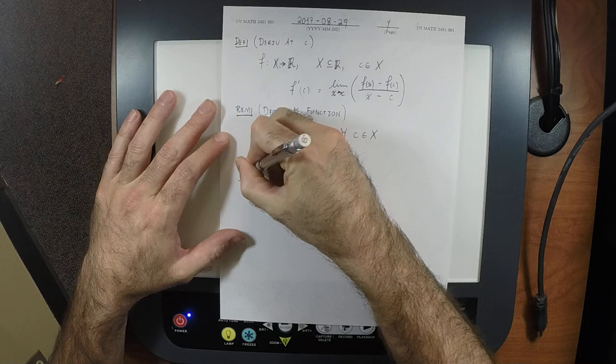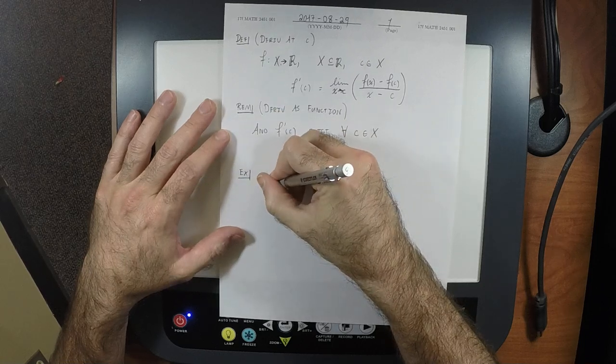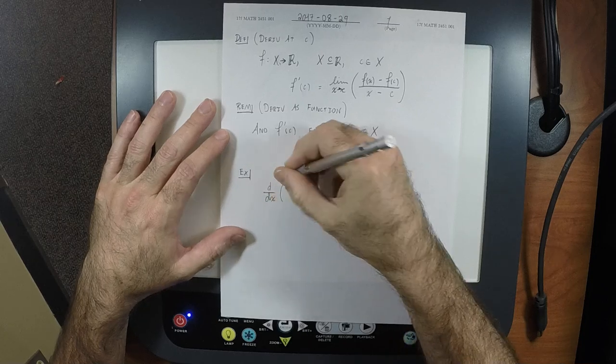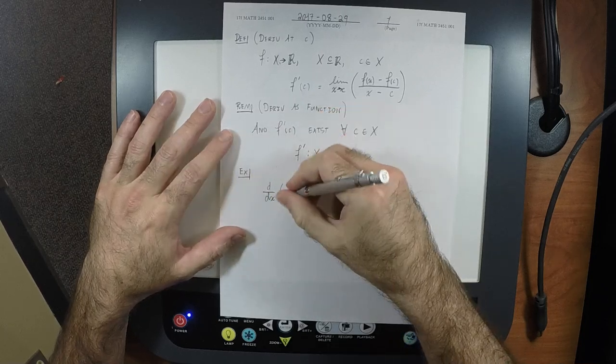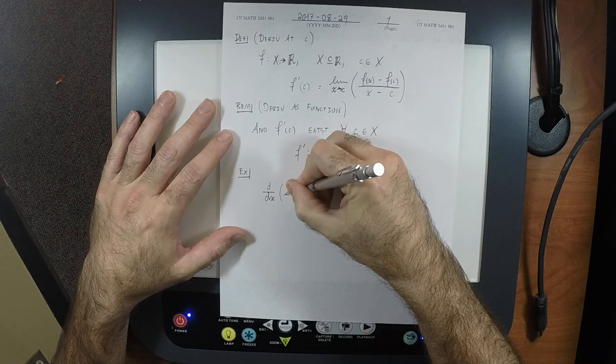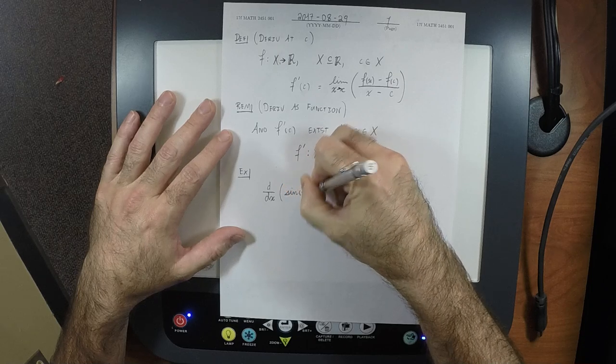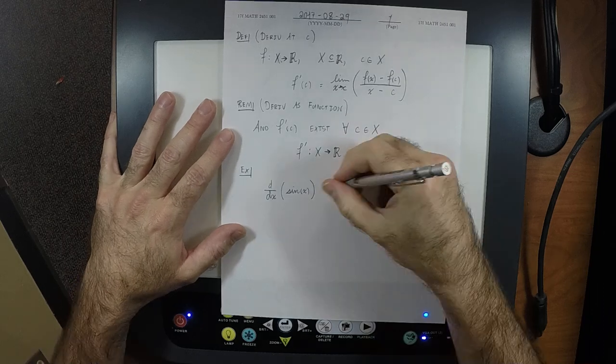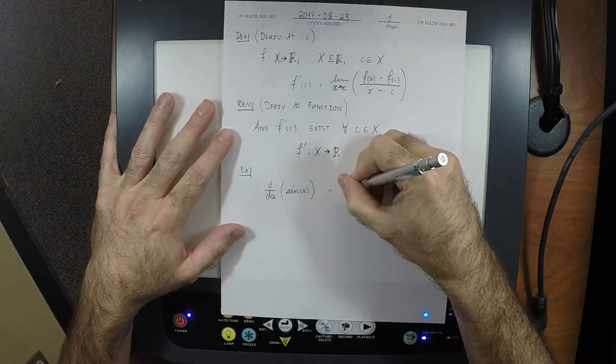So here is something obvious. You could have answered this years ago. What is the derivative of, say, sine of x? This is just quoting things that you know. This is cosine. Okay. This is cosine of x.